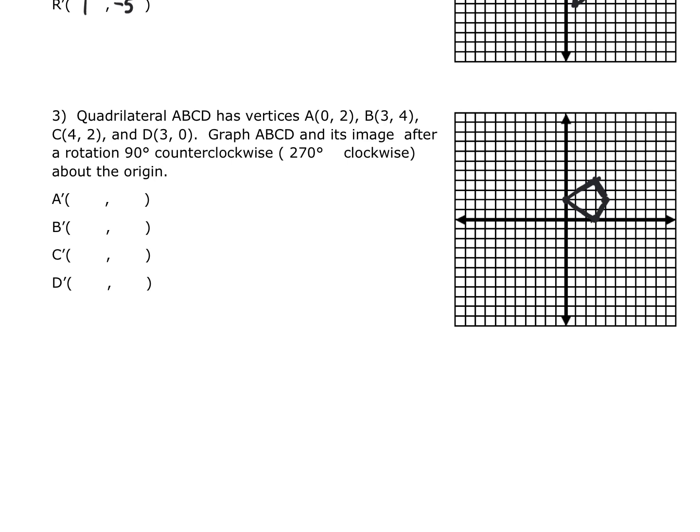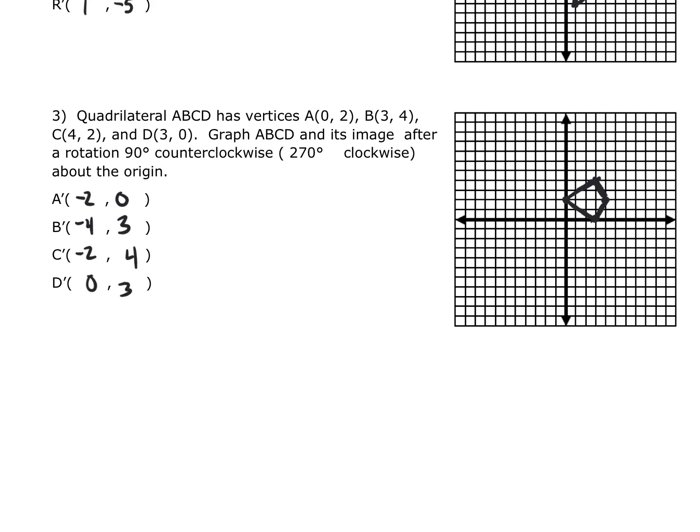The rule for that is we're going to switch places of our x and our y, and we're going to make our y negative. So the 0 and the 2 are going to switch places, but that 2 becomes a negative 2. 0 stays the same. 3 and the 4 switch places, but the 4 becomes negative. The 4 and the 2 switch places, but the 2 becomes negative. And the 3 and the 0 switch places, but 0 can't be negative, so it's just going to stay 0.